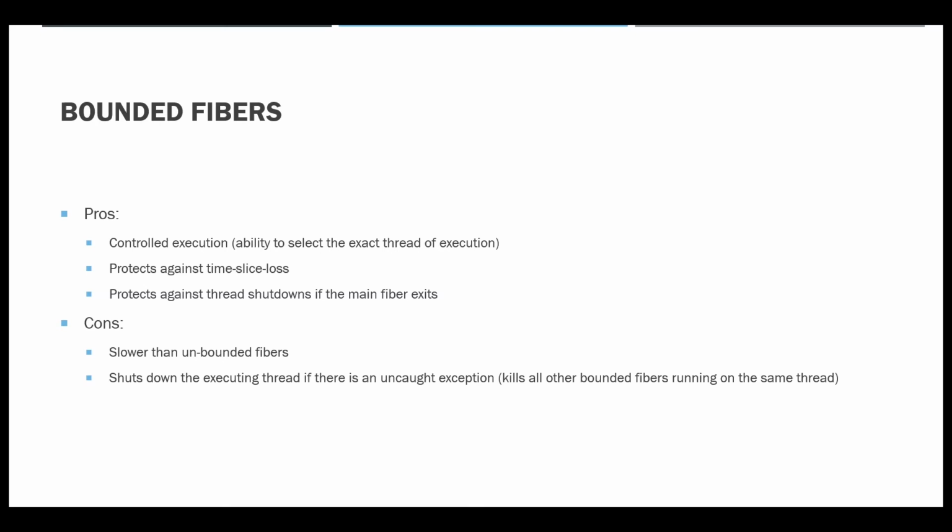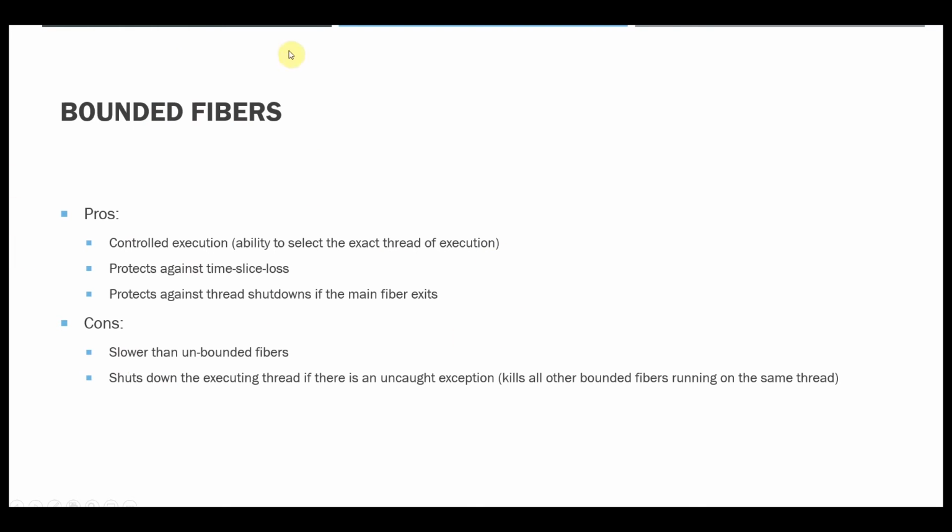So basically, whatever fibers are bound to a specific thread, if you have, for instance, the main thread running, and then you bind like 3 other fibers to the main thread, and then the main fiber that was executing exits, well, that main thread is not going to exit until those other 3 fibers have finished executing. So that's one of the benefits. You can look at that as a benefit or a downside. It just depends on how you look at it, I guess.